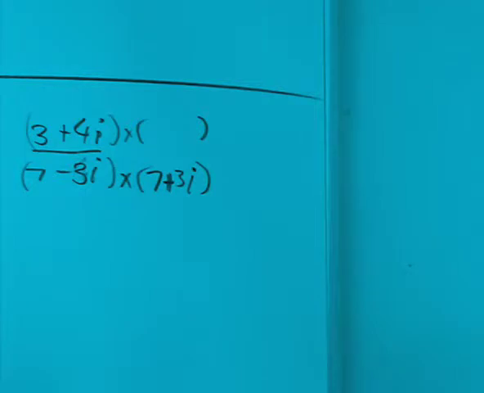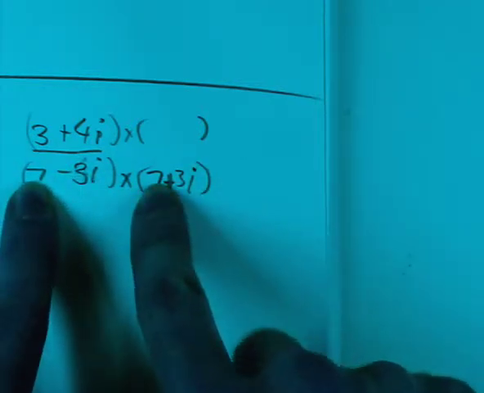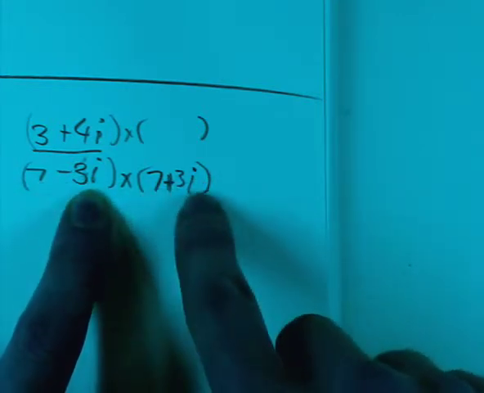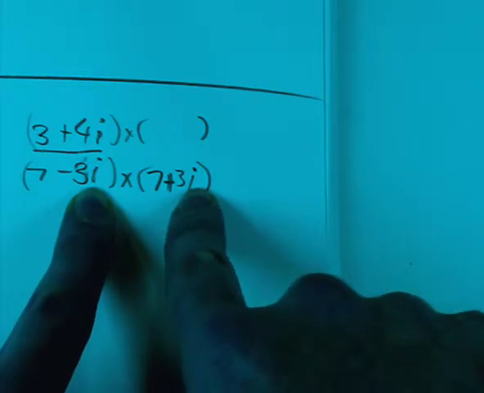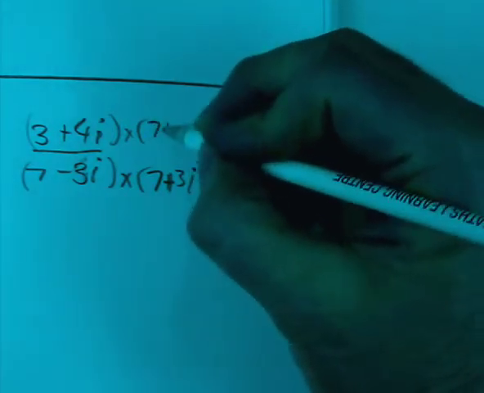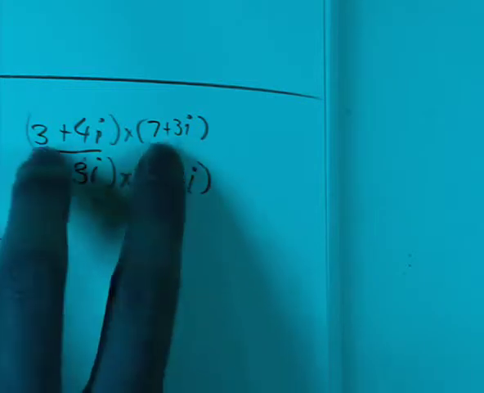The reason that works is this is a difference of two squares. So when you expand the brackets, you'll get 7 squared plus 21i minus 21i minus 9i squared. The i's in the middle cancel each other out, and i squared is real already because it's minus 1, so all the i's disappear when you do that. So I have to multiply the top by 7 plus 3i as well and expand that out.